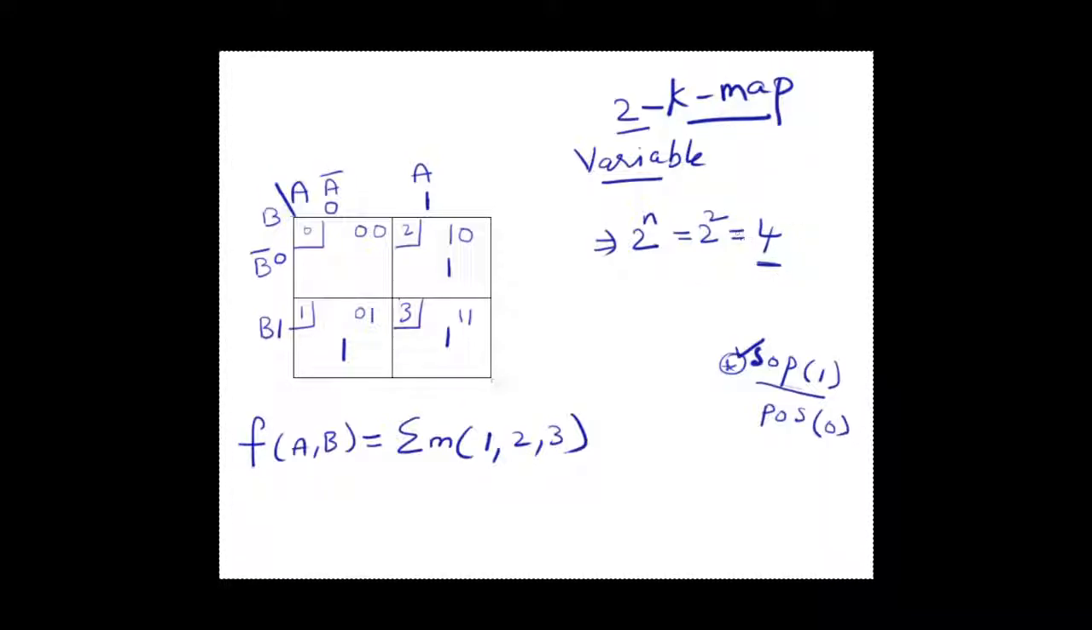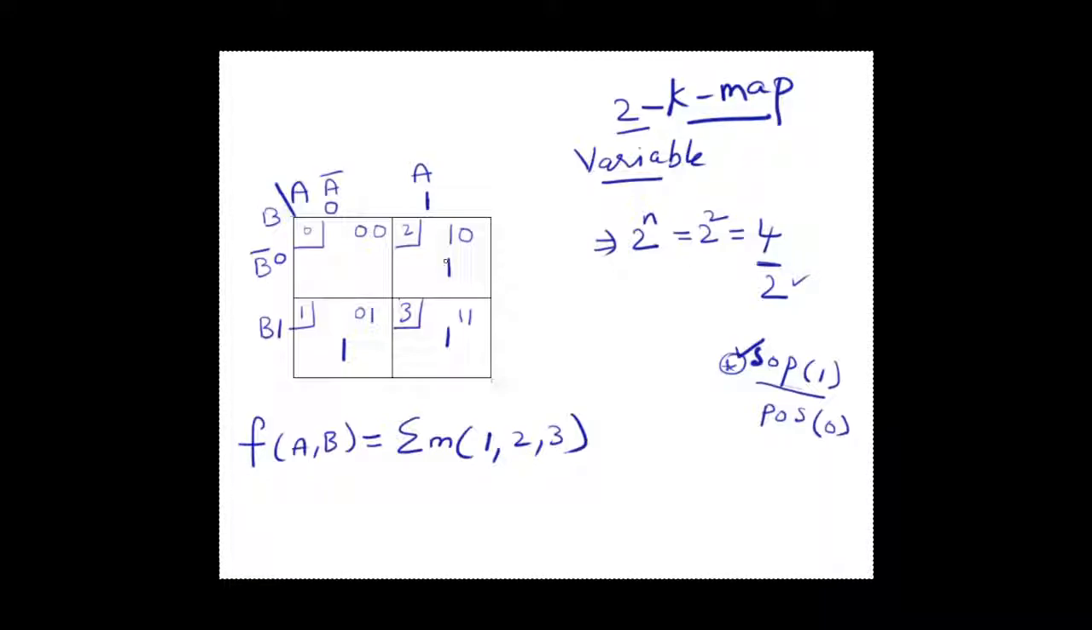So first check for 4 ones. If I find them, just do it. If I don't find them, go with the other. The other means, if 2 power 2 is 4, then next is 2 power 1, that means 2. If you didn't find 4, check with 2.